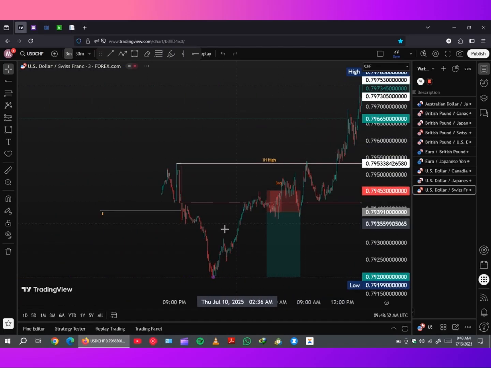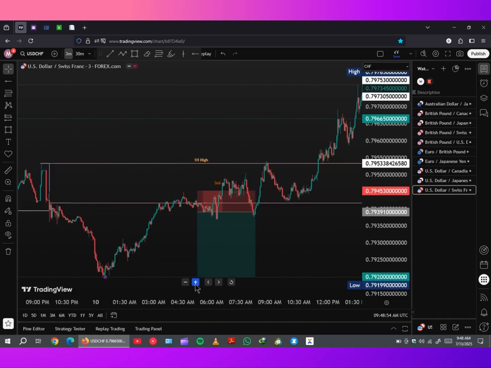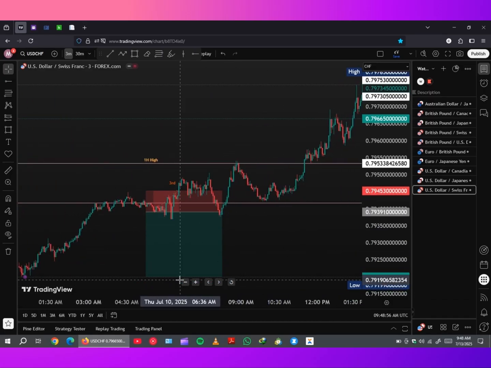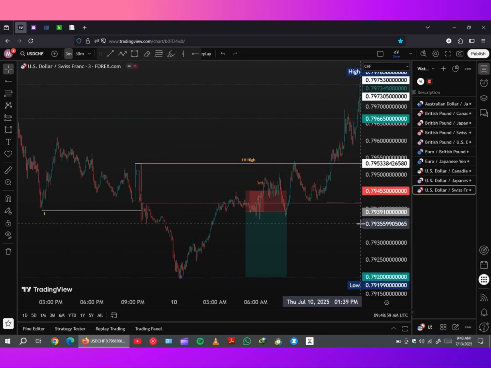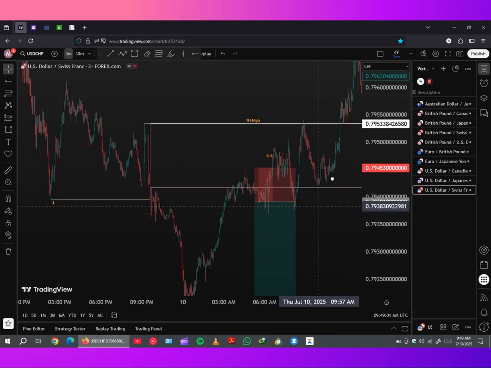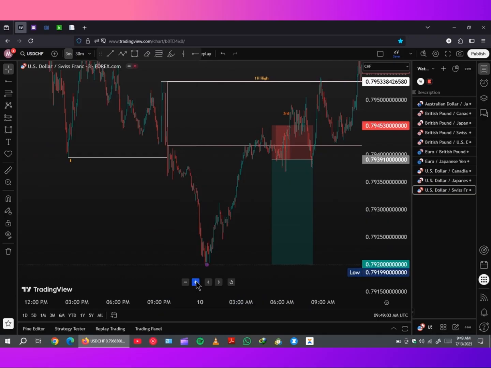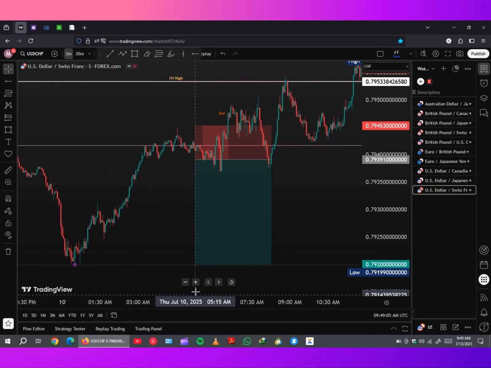USD CHF also resulted in a loss. You can see it clearly. It was in the same thing that I showed you, but this one I'm showing to you on the lower time frame to give it perspective.